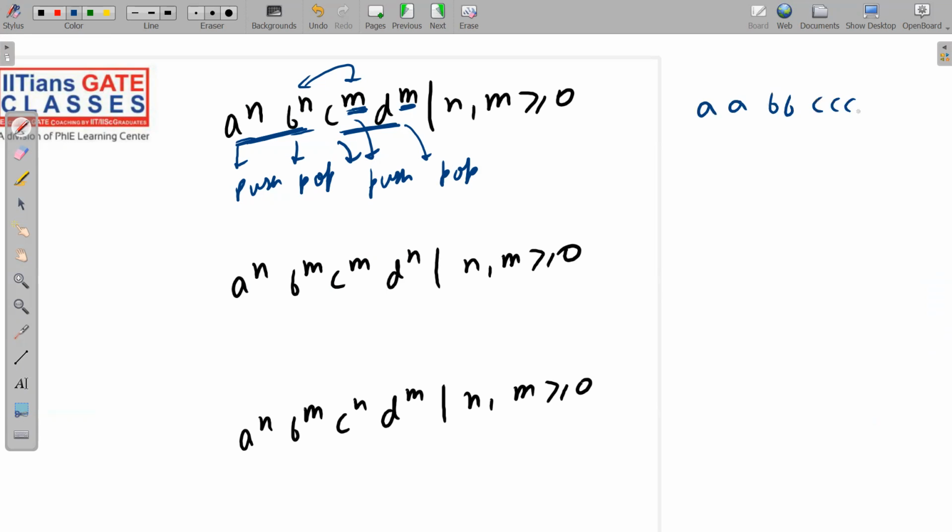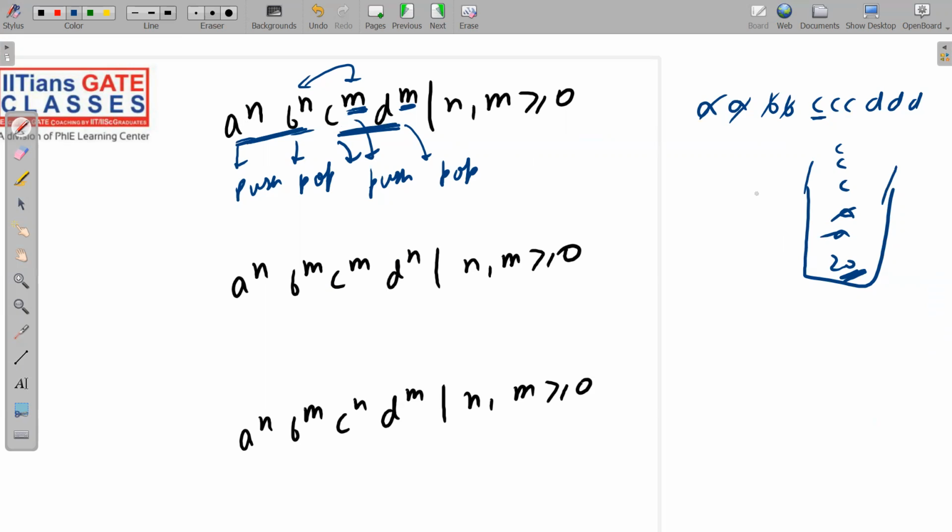Double A, double B, triple C, triple D. So what will you do? Initially we have Z0. We will push the A into the stack. Whenever B comes, we will do cutting, and whenever C will come, we will start pushing. But when C comes, there should be a guarantee that Z0 is read from the stack. Because if Z0 is not read, that means A's are remaining, so the number of A's is greater than the number of B's. So why check whether C and D are equal or not? You will directly say that the string is not present. So the PDA should halt in that configuration.